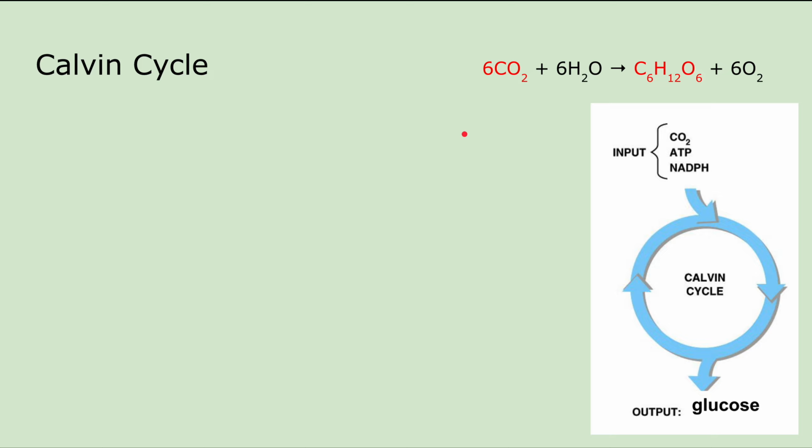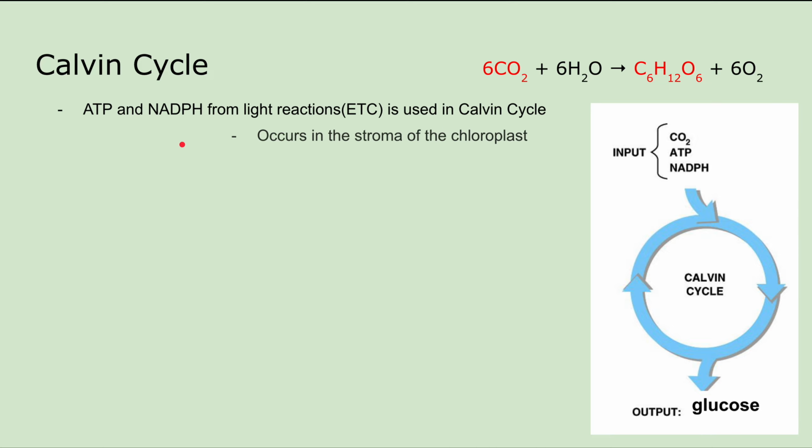Here's a general picture for you. You see the ATP and the NADPH that we made from the previous cycle, the light reactions. And our final output is glucose. Like I said before, these energy-carrying molecules are used in this Calvin cycle. And it occurs in the stroma of the chloroplast. You might have seen in the last slide that there was something in the left-hand bottom corner that said stroma. That's basically the liquid inside of a chloroplast.